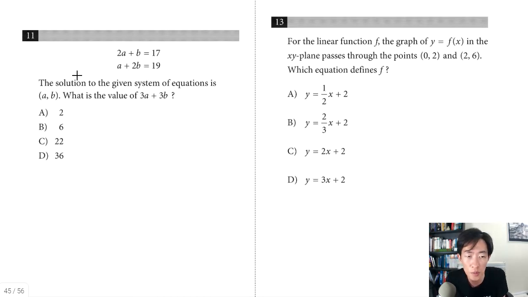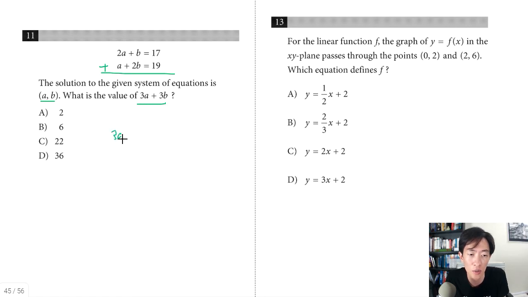Question 11, we have a system of equations. The solution to the system of equations is A comma B. What is the value of 3A plus 3B? Whenever they want something that looks a little odd, like 3A plus 3B, you want to ask yourself, why are they asking for that? In other words, why are they not asking for A or B or something else? And when you look at the problem very quickly, what you'll see is that, hey, if I add up these two equations, 2A plus A is 3A, B plus 2B is 3B, that's going to get me my answer right away. I'm going to add the two equations.